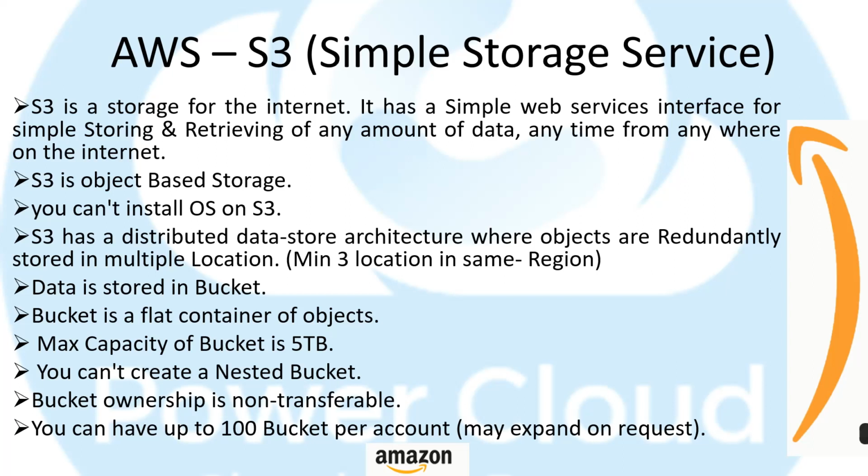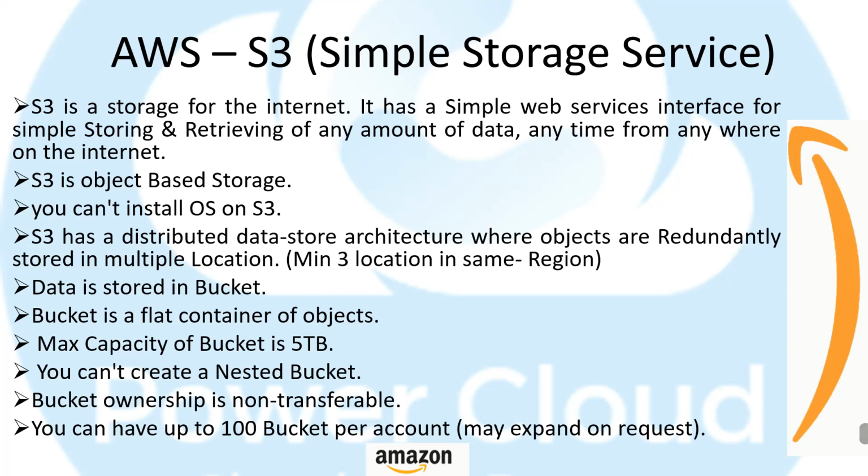So let's see the key points of S3. S3 is a storage for the internet. It has a simple web service interface for simple storage and retrieval of any amount of data, anytime, from anywhere on the internet. S3 is an object based storage, so that's the definition if asked what S3 is. You cannot install an OS on S3, but in EBS, Elastic Block Storage, you can install the OS. That's the second difference, right?